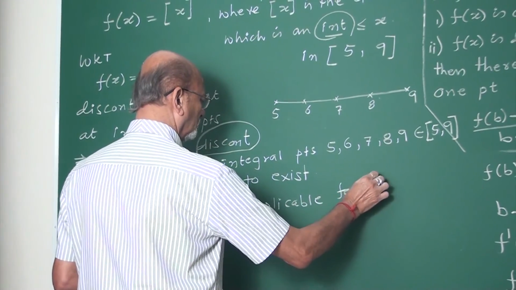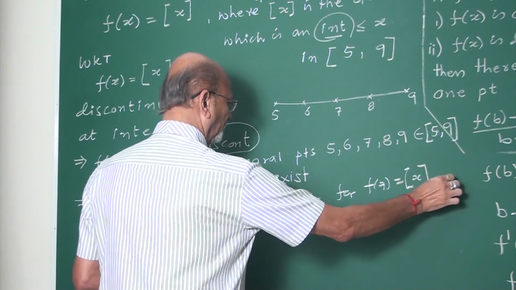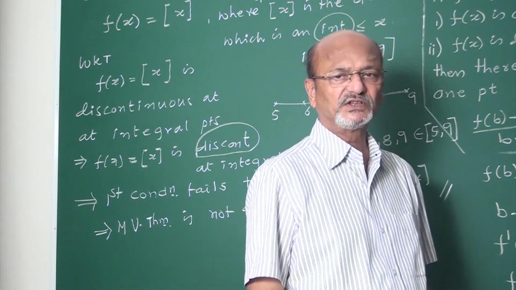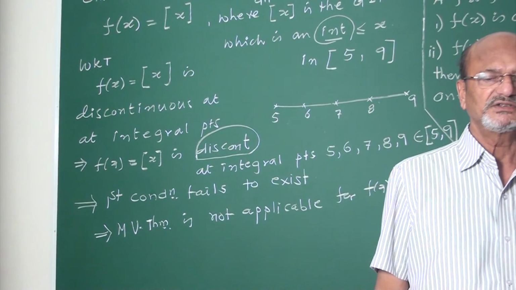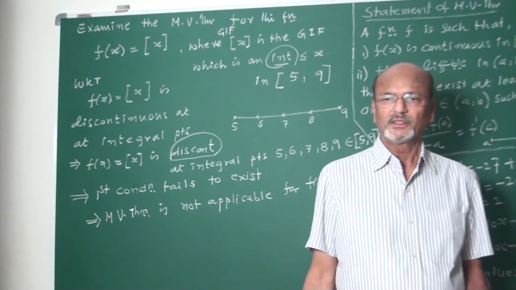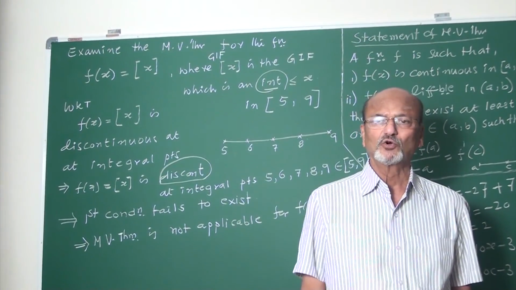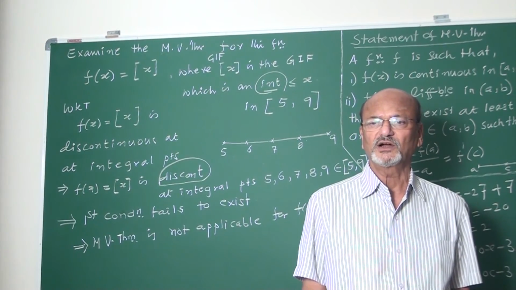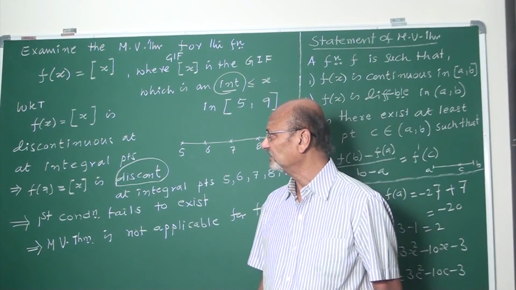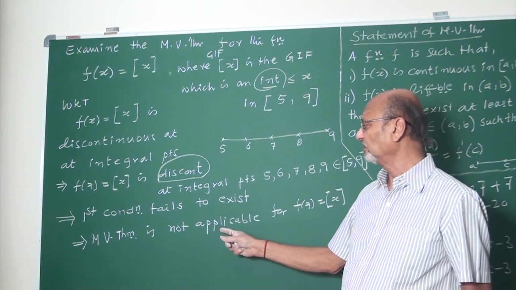For f(x) equal to bracket x, yes, my friend. In this case, the first condition, continuity, fails, so the mean value theorem is not applicable. What about Rolle's theorem? Rolle's theorem also needs the first condition, continuity. So even for the greatest integer function, the mean value theorem is not applicable.